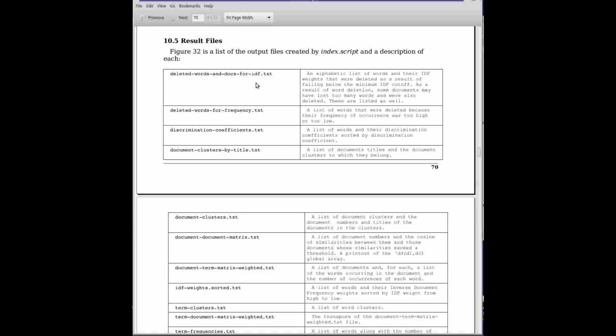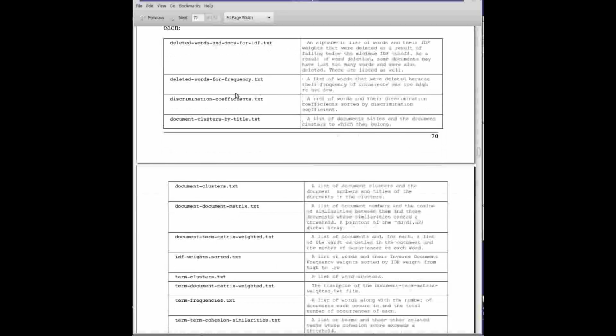It's again somewhat similar to doing stop lists. But if a word is insignificant in the collection as a whole, we probably don't want to keep it. Some words, for example, in the medical collection, the word medical and medicine is in there everywhere. It's a very low importance term, and it'll show up as such. Deleted words for frequency, words whose frequency was too high or too low.